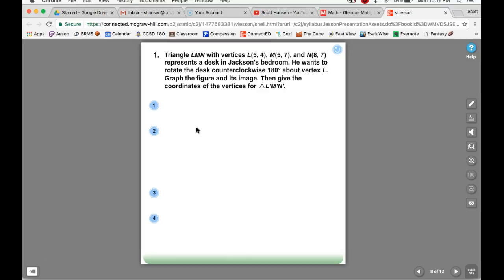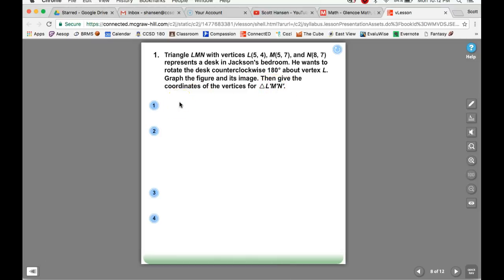So anyways, triangle LMN with these vertices represents a desk in Jackson's bedroom. He wants to rotate the desk counterclockwise 180 degrees about vertex L. Graph the figure and its image, then give the coordinates of the vertices for L prime, M prime, N prime.